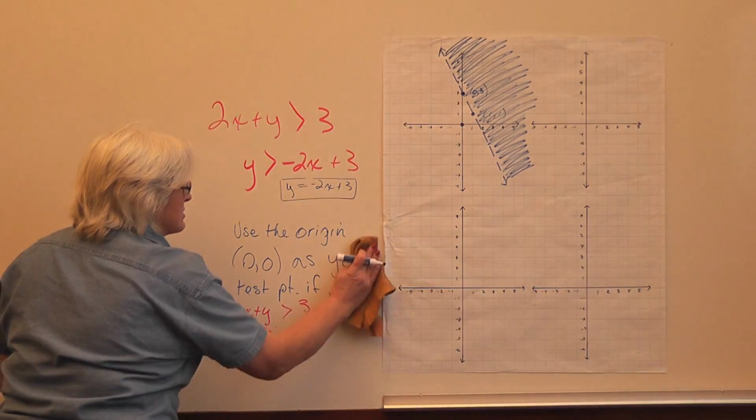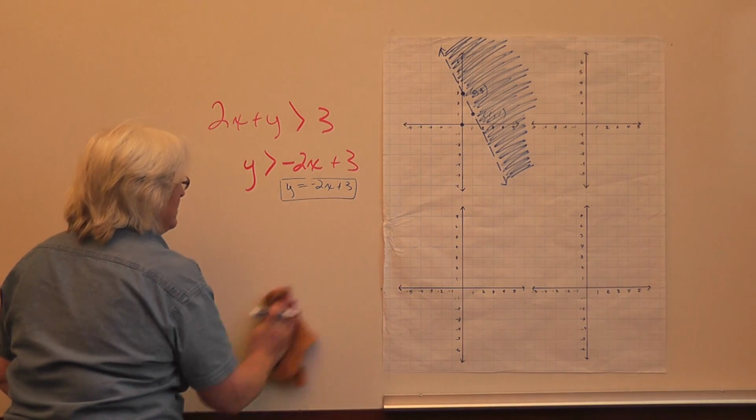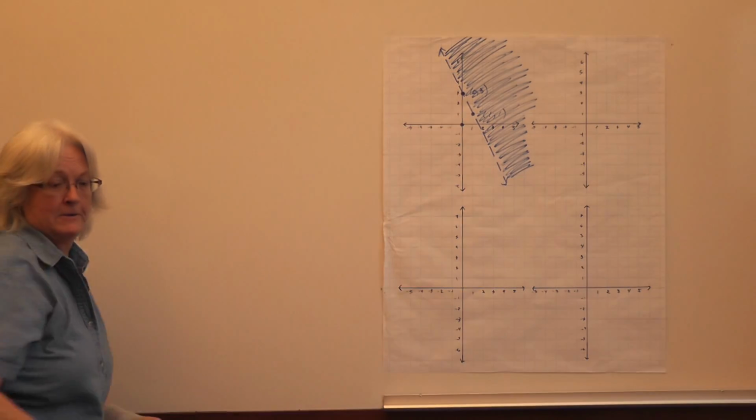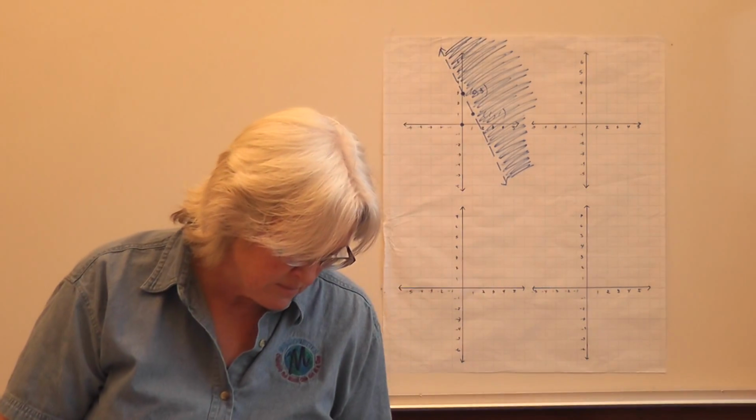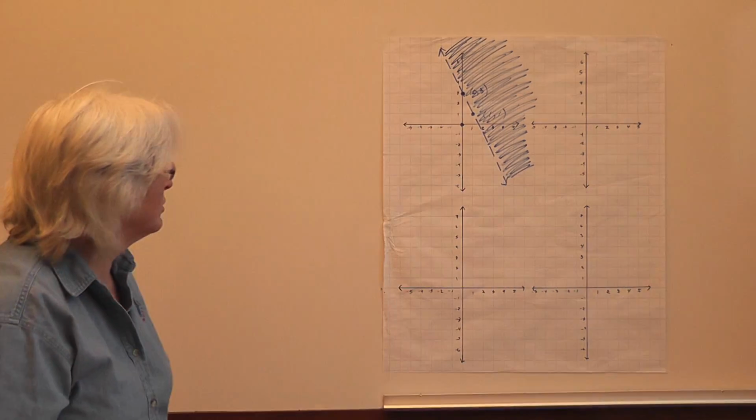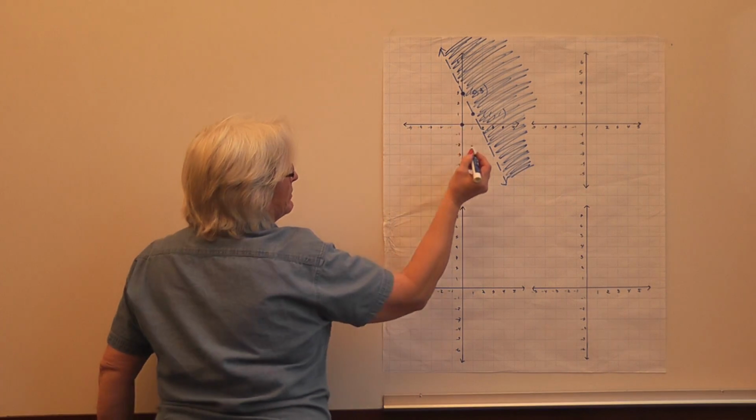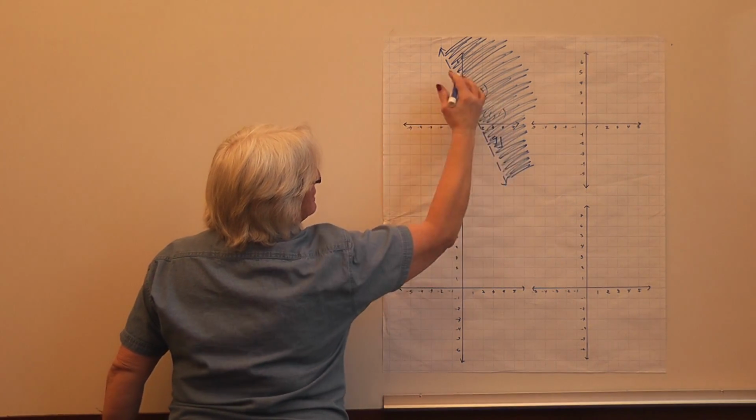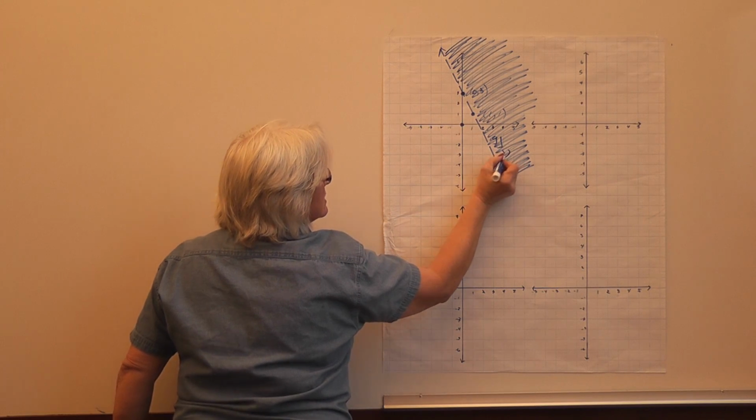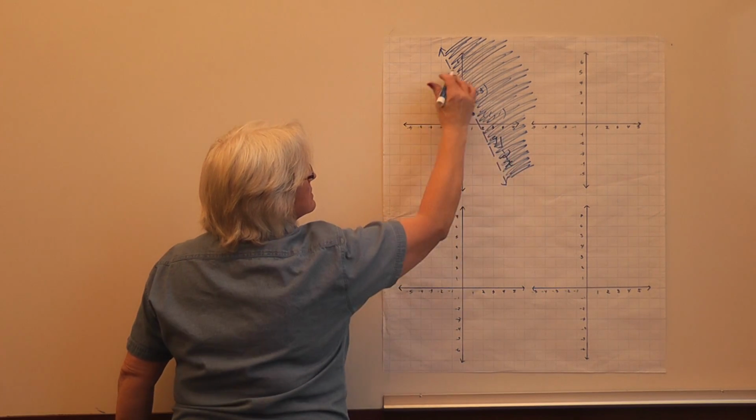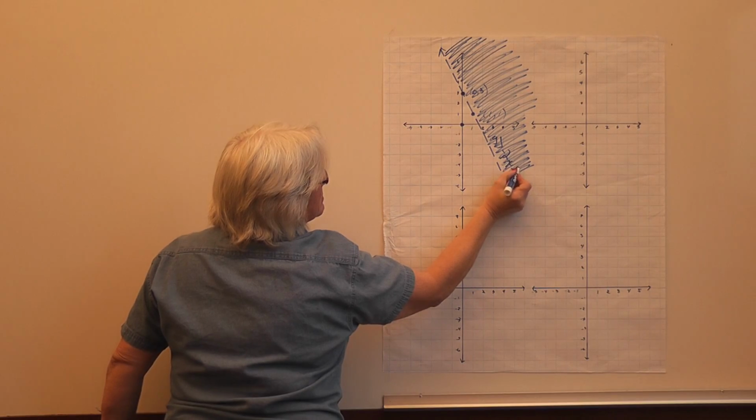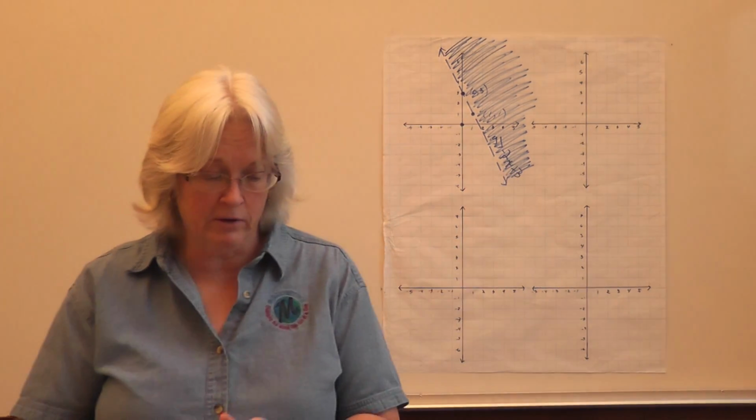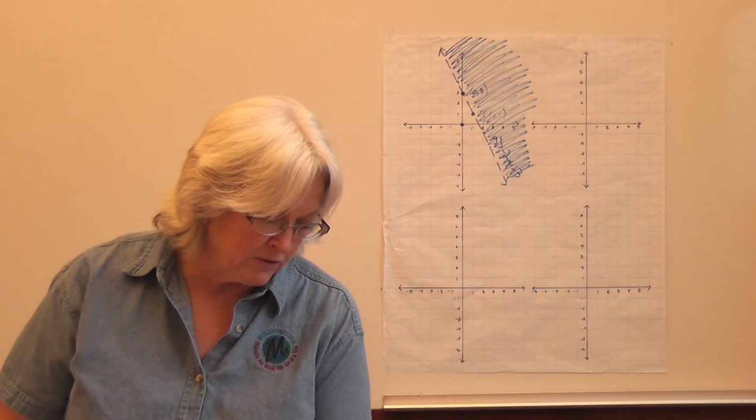Okay? Let's go ahead and do another example. Oh, and of course, don't forget to label this. This was the line. Y is greater than, that's a -2 slope, -2x plus 3. You always need to make sure that you label your line, the graph of your line.